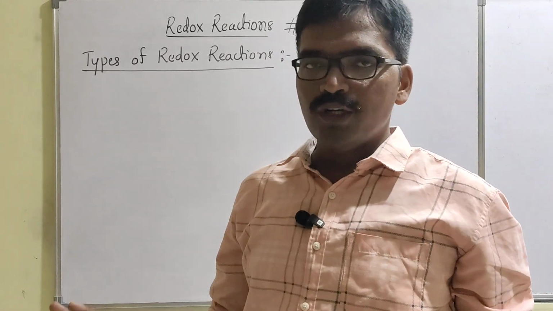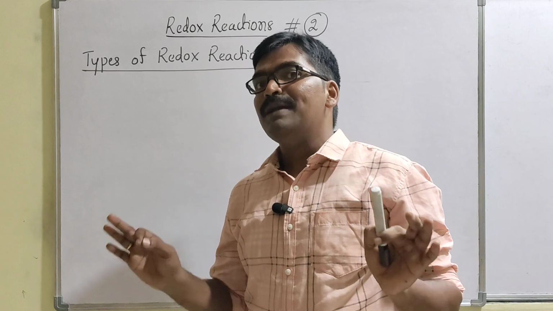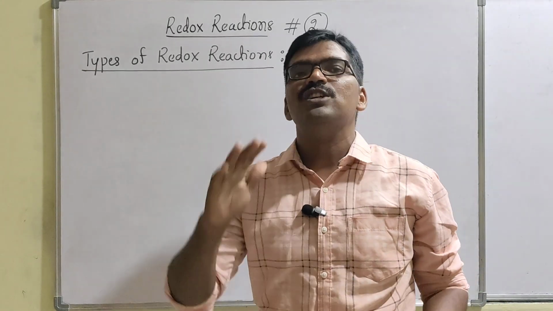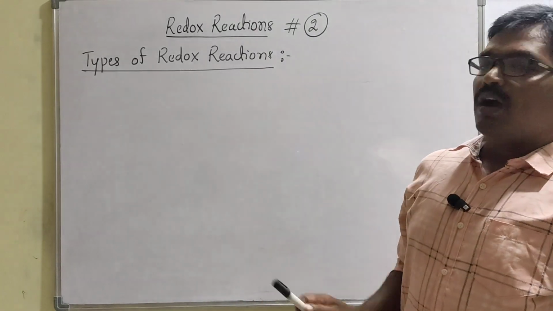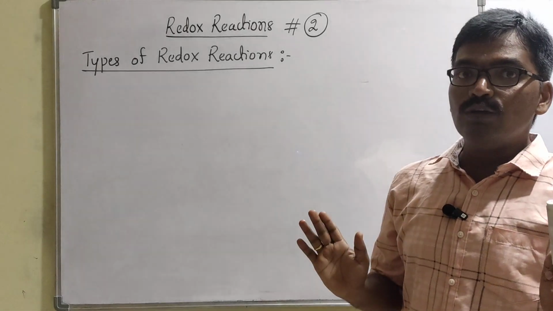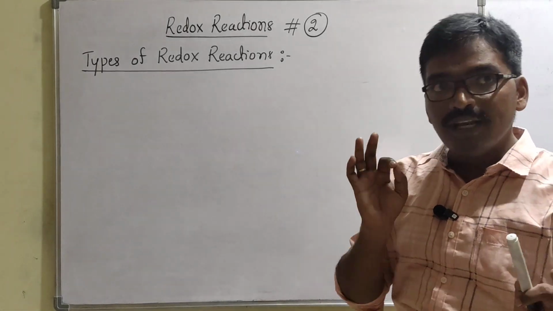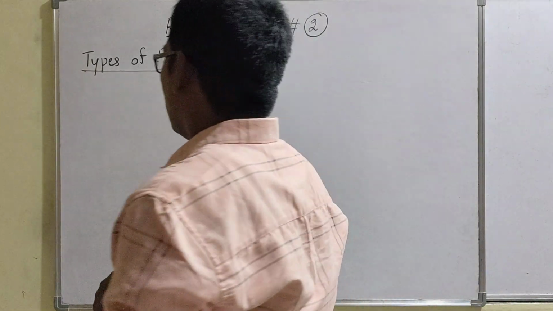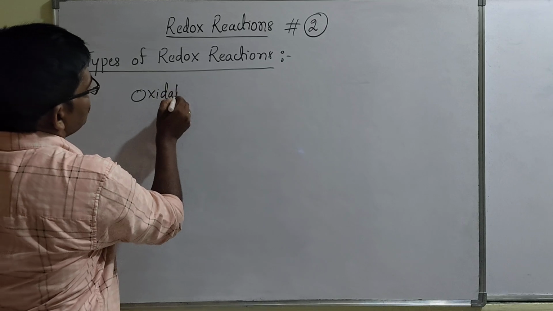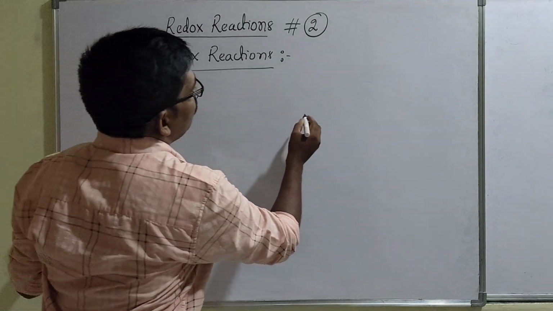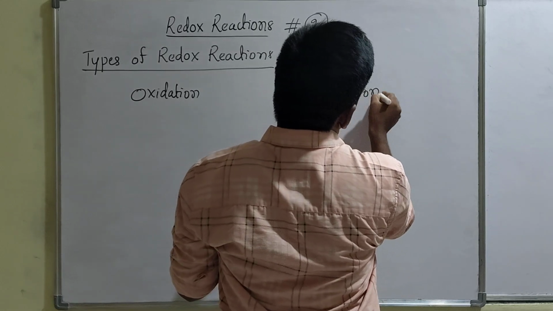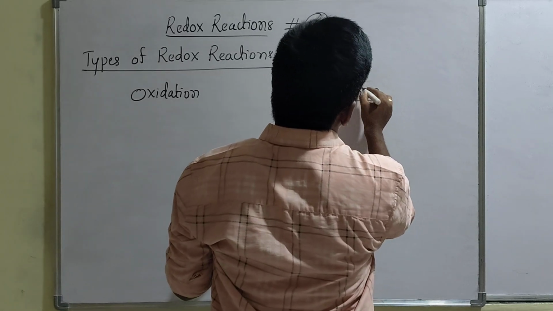Today we are going to discuss types of redox reactions. This is lecture number 2 in the redox reaction chapter. Before going to the types of redox reactions, we first have to discuss what is oxidation and what is reduction.